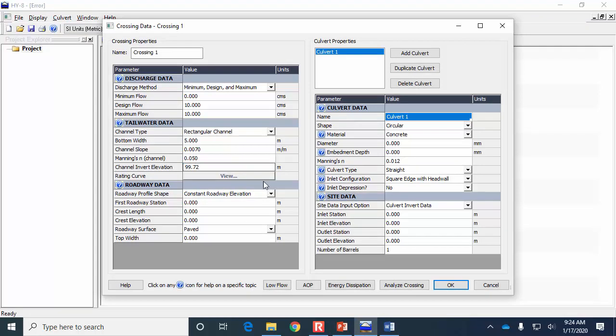99.72. And while we're at it, let's go ahead and put that same stuff into the culvert. So inlet station of 0, outlet station of 40. So now with that we've defined the length of the culvert, inlet elevation 100, outlet elevation 99.72.